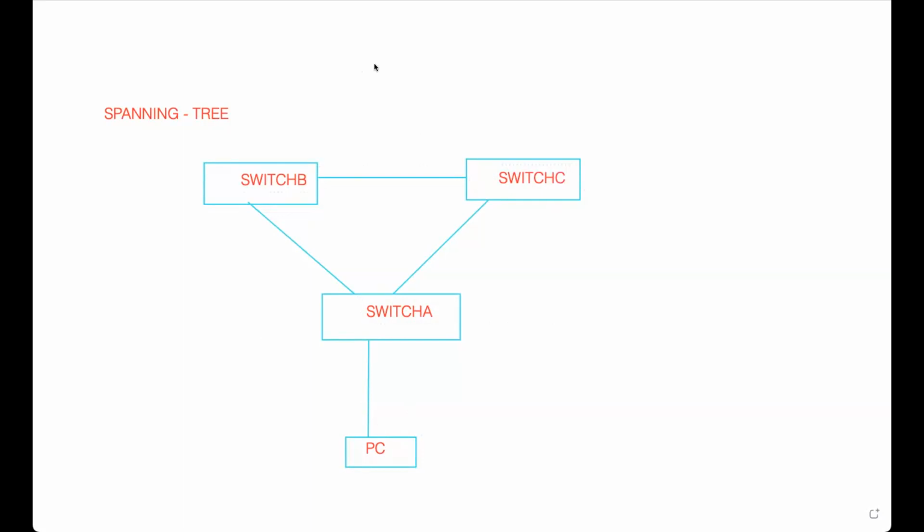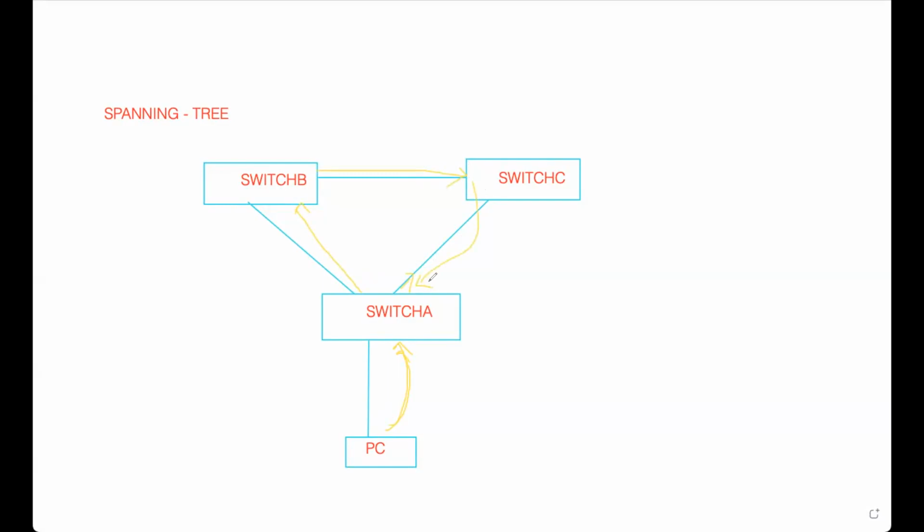Okay, so there is a PC. The PC is connected to switch A. Switch A is connected to switch B, and switch B is connected to switch C, so the topology is like this. When the frame comes in on switch A, the packet can go to switch B or switch C, right? And switch B can give that packet to switch C, and switch C can give that packet to switch A. What is the problem here, guys?